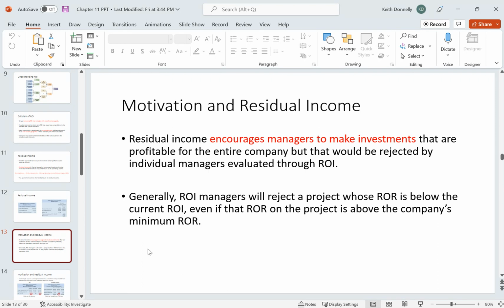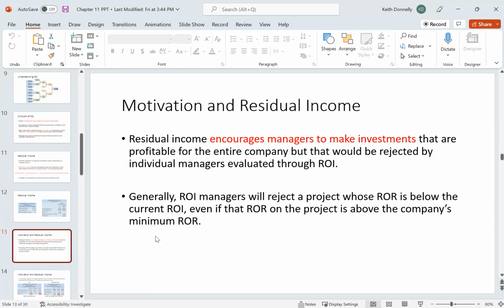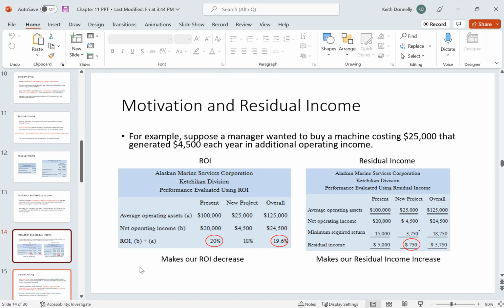Now, the idea with residual income is that it's going to encourage managers to make investments that are profitable for the entire company, but would be rejected by individual managers evaluated through ROI. Generally, ROI managers are going to reject a project whose rate of return is below the current ROI, even if the rate of return on the project is above the company's minimum rate of return. So in short, it's another way to evaluate a project. Maybe it doesn't meet our minimum rate of return in our division, but from a company-wide perspective, it does. And we can show that it's going to make money through residual income, another evaluation.